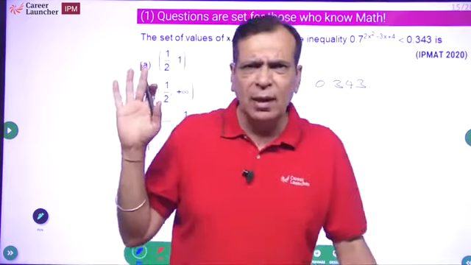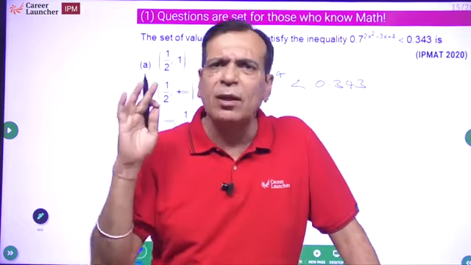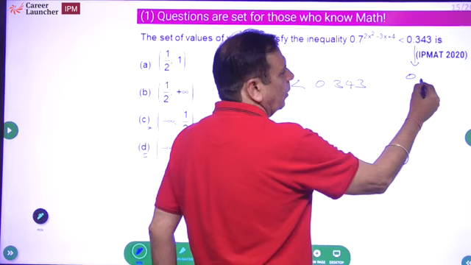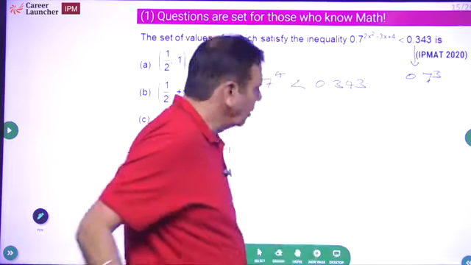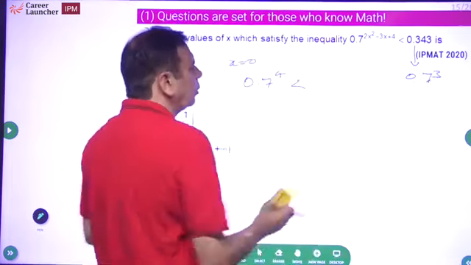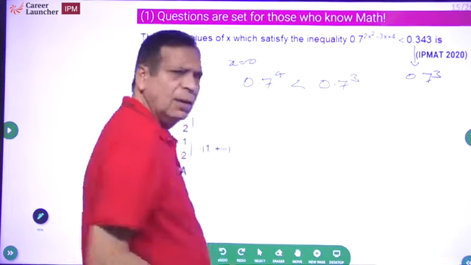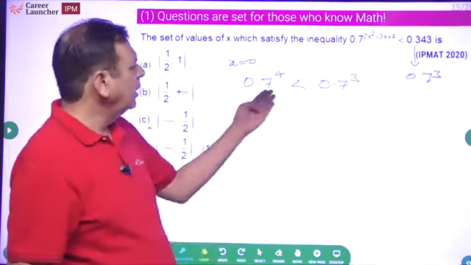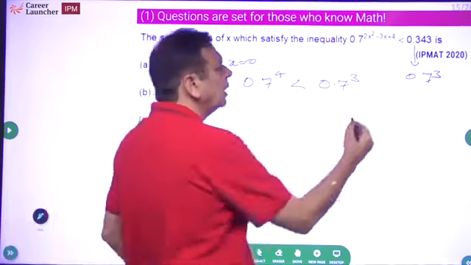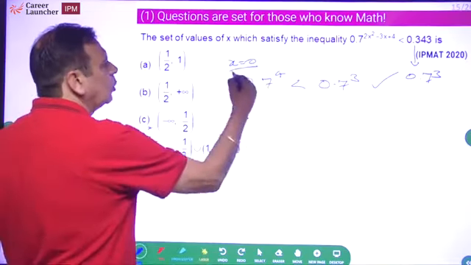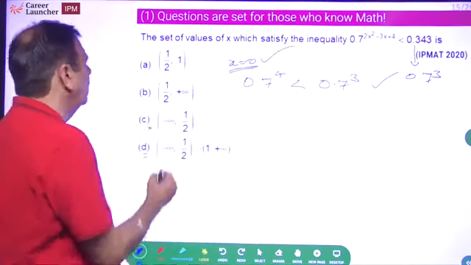7 cube, you know what that is? 7 squares are 49, 7 cubes is 343. So what is this? This is effectively nothing but 0.7 raised to power 3. Okay, so if x is equal to 0, it means that 0.7 to power 7 should be less than 0.7 cubed. Right. Obviously 0.7 raised to power 4 will be less than 0.7 raised to power 3. So this is correct. That means x equal to 0 should be a part of my answer.